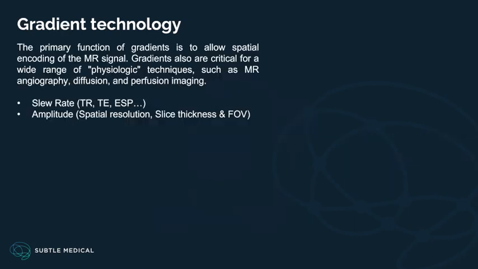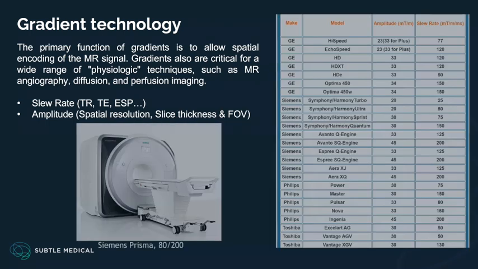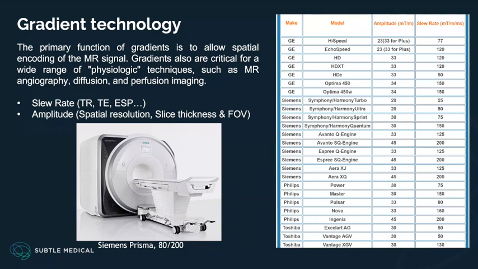The primary function of gradients is to allow the spatial encoding of the MR signal. The magnets allow the base signal to actually get generated. Gradients allow the spatial encoding of this MR signal, extremely important from an imaging perspective. There are two specific parameters of these gradients which are responsible for efficiency gains as well as improvement in the image quality. They are called amplitude and slew rate. Amplitude is the strength of the gradient, and slew rate is the rise time, or how fast you can actually get to that amplitude.